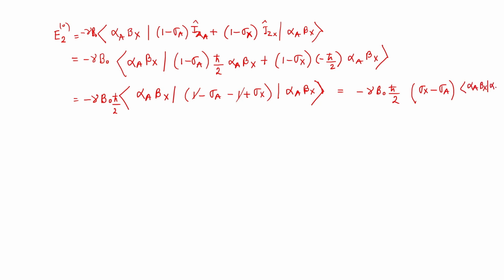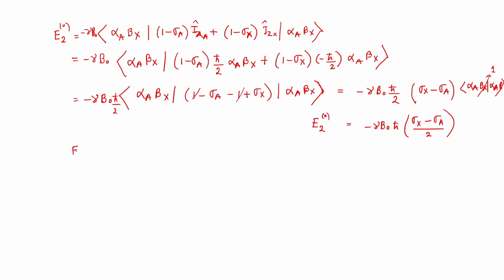From the next steps I am going to ignore this thing, because anyway this is going to be 1, or 0 wherever is required. So it is gamma B naught h cut, sigma x minus sigma A by 2, that is here E2.